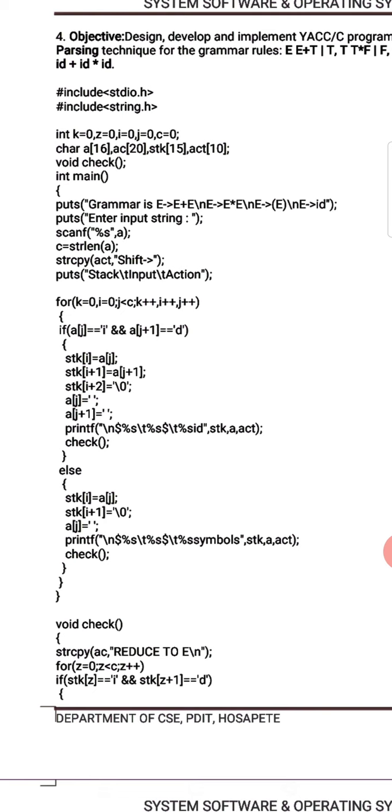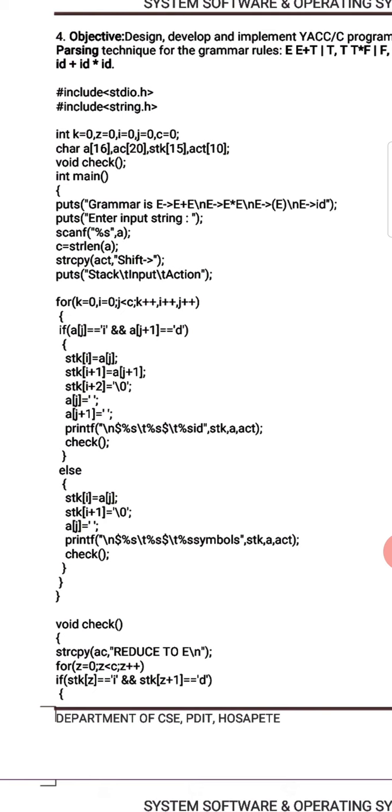Sorry, now in the AC we have got a reduce to E string. E is just copied into this array. Next, the stack contains all the shifted symbols and the production symbols. And ACT contains a string, that is shift right or on, which is copied into the act array, and after that we are declaring a check function.